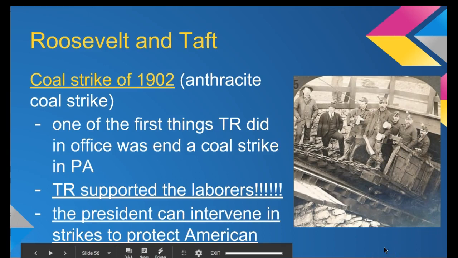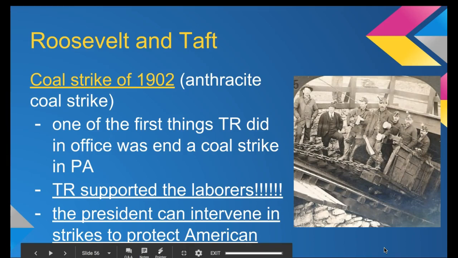So some of the things that Teddy Roosevelt did during his presidency, one of the first was end a coal strike that was happening in Pennsylvania. This is known either as the coal strike of 1902 or as the anthracite coal strike. And you think back to those 4 main strikes that we talked about during the Gilded Age. Who did the government always side with? They always sided with big business.